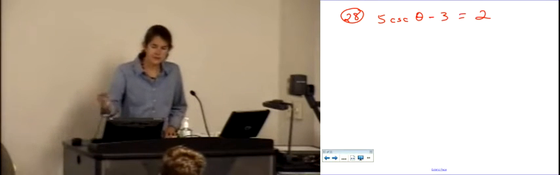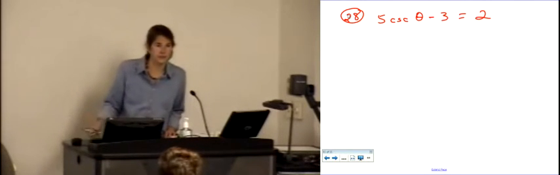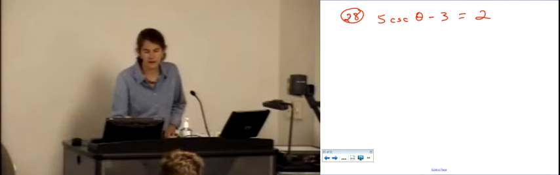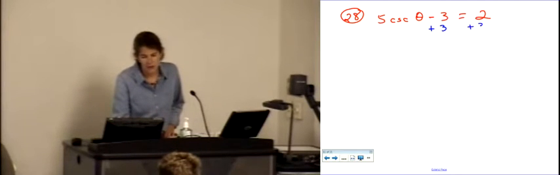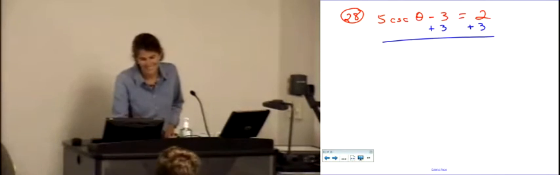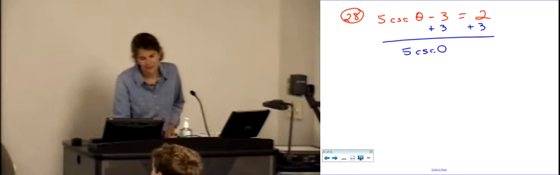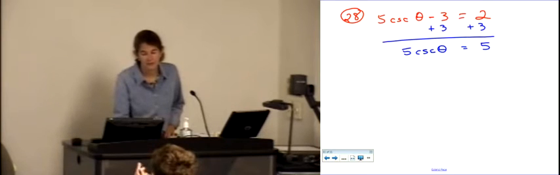All right, how many answers? One answer. One answer this time. Okay, you added 3, I'm assuming. 5 cosecant theta equals 5. You divided by 5.